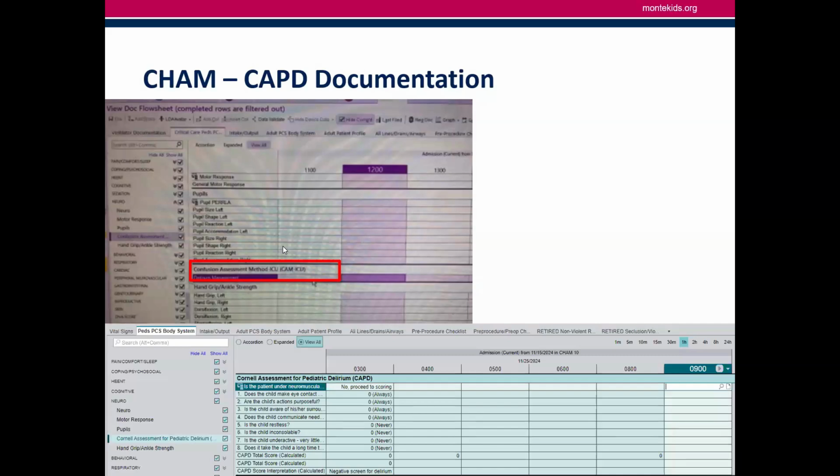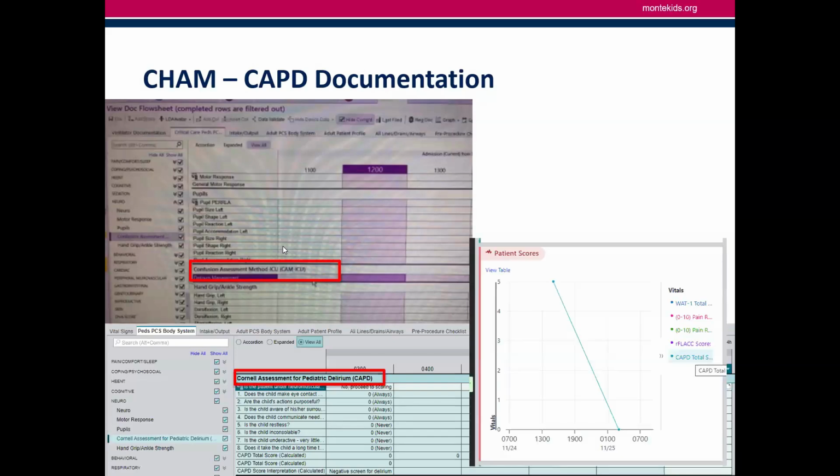And so here you can see that the CAPD score is in fact built out now. So it's become a much more smooth process. And we can also report it as a trend. So we had it built out into our patient scores, so we can trend it over 12, 24 hours just to see how their delirium scores are improving, worsening, or staying the same, and assess their therapies.